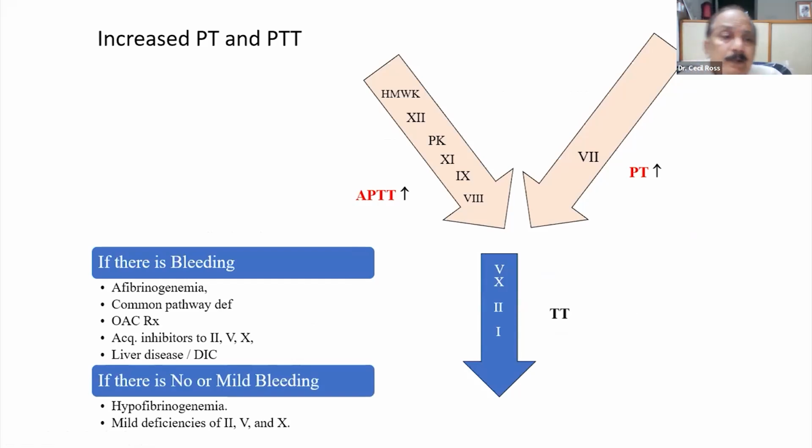If there is bleeding, then you think whether the person has afibrinogenemia, or a common pathway deficiency, or oral anticoagulant therapy, acquired inhibitors to 2, 5, and 10, or liver disease and DIC. If there's no bleeding or mild bleeding, then you think whether the person has hypofibrinogenemia or mild factor deficiencies of 2, 5, and 10. So that's how you find whether the person has APTT or PT that is increased, but thrombin time is normal.